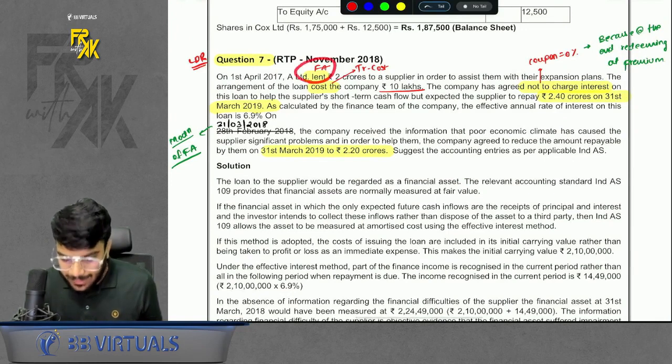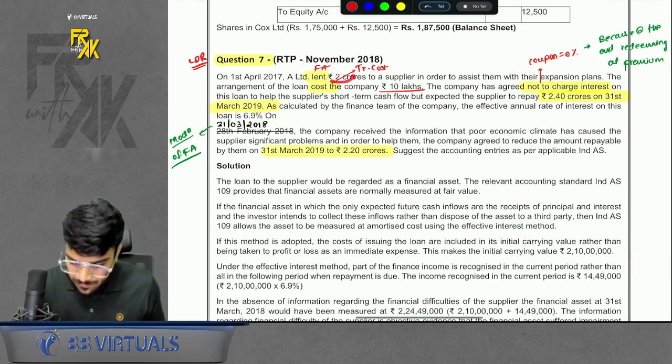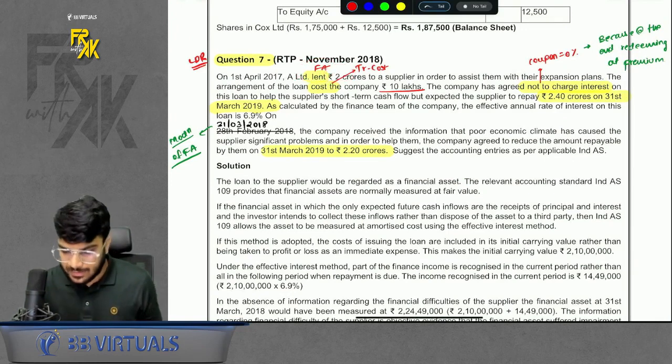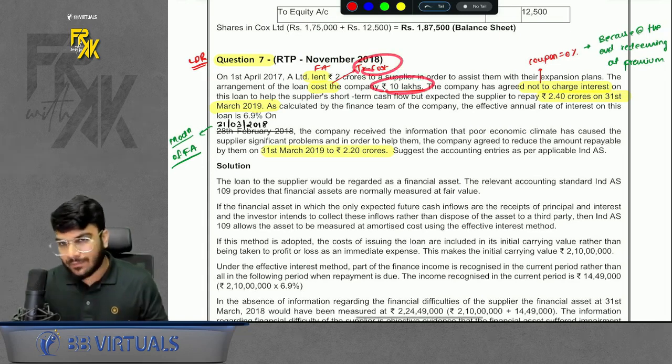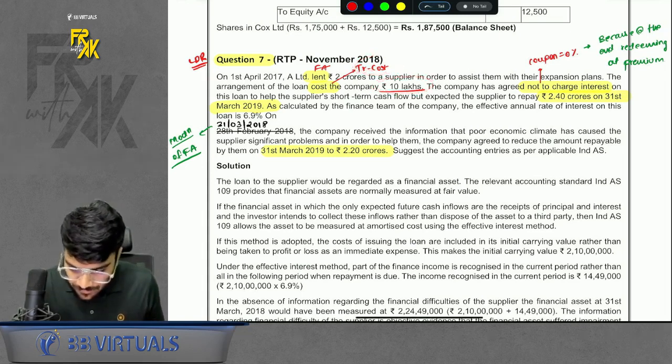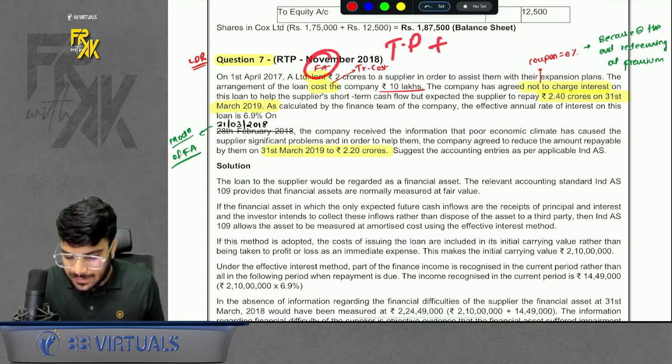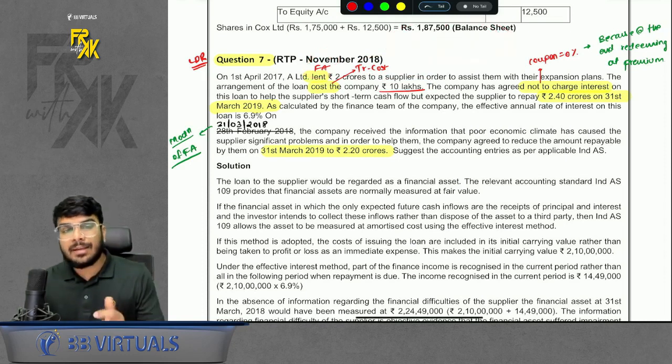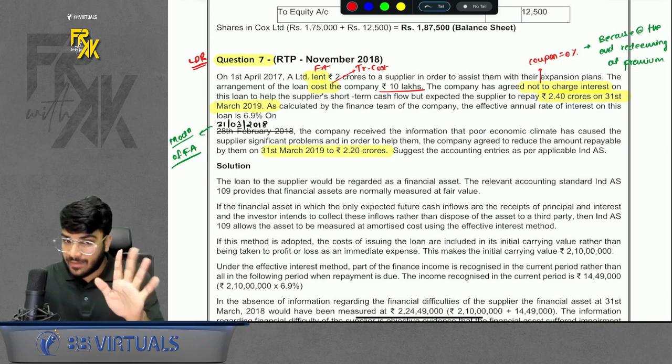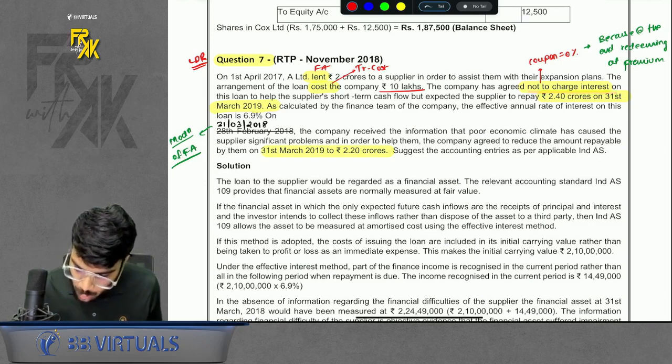It says we lent. That means it is a financial asset for us. We lent 2 CR. No relationship, nothing is there. TC is there, 10 lakhs on day 1. Okay. So in case of a financial asset, do you remember TP plus TC is the fair value? In case of a liability, we subtract it. In case of an asset, we add it. Already revised, right? Okay. Then, not to charge an interest.